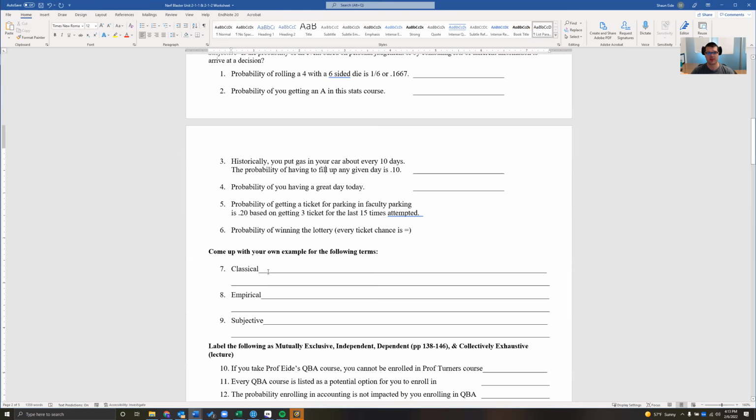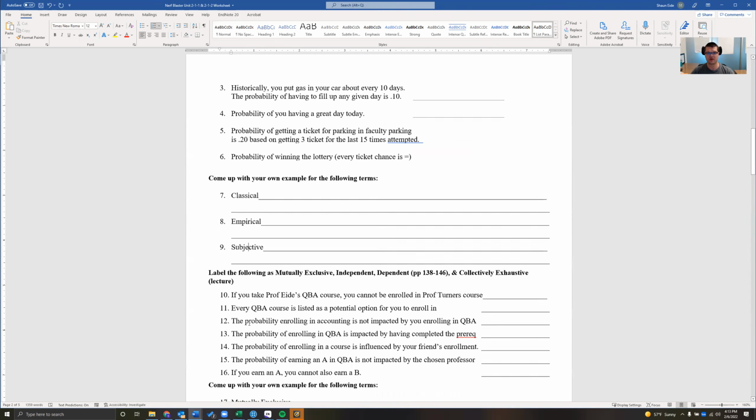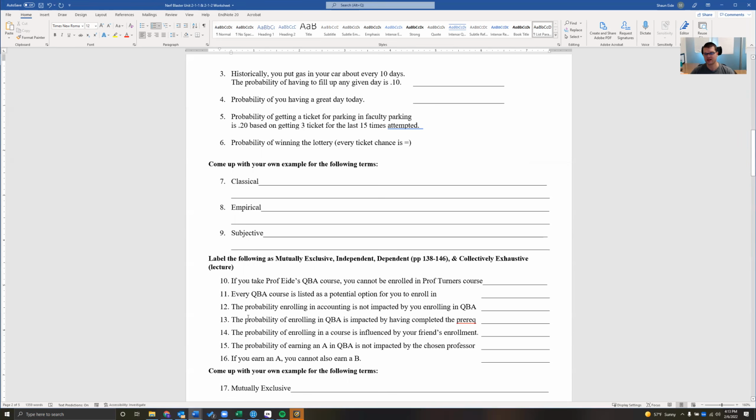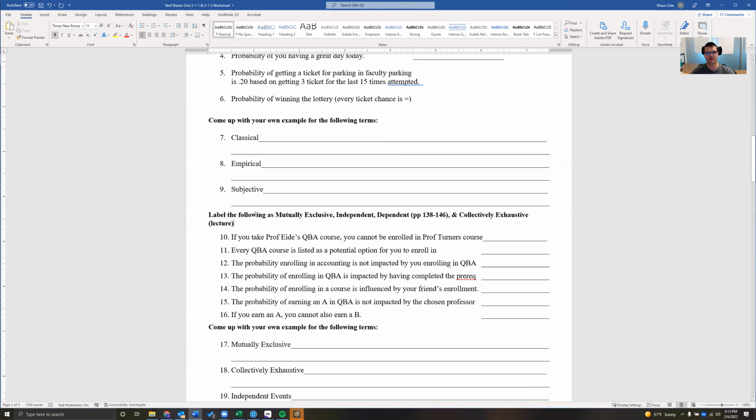And so then you come down here, you can give your own examples of classical. And as you know from my quizzes, I often give you an example: label the following as mutually exclusive, independent, or dependent. Now the problem is collectively exhaustive is not in the reading. You'll have to read a little bit more about that, but collectively exhaustive basically just means that everything is listed. And I think we covered this a little bit earlier, that every single possible outcome has to be listed. But mutually exclusive and independent are all covered in detail on pages 138 to 146.